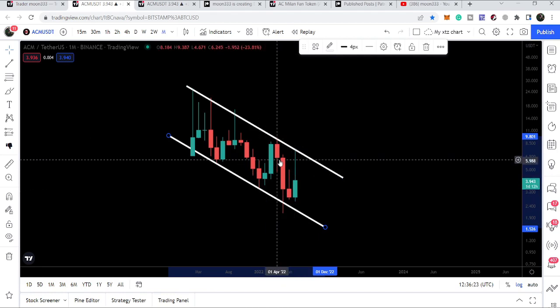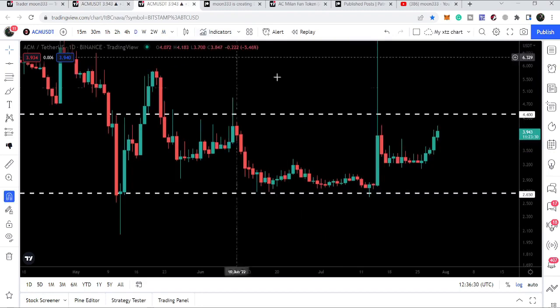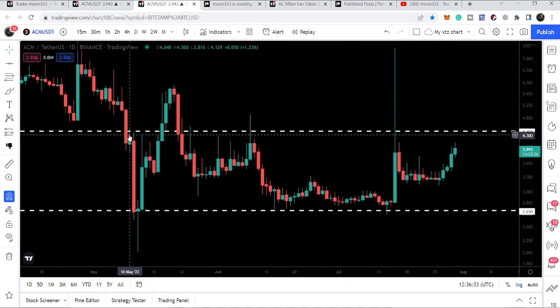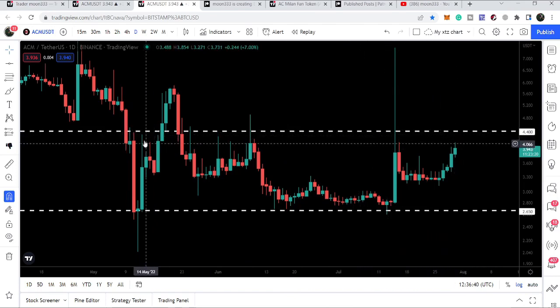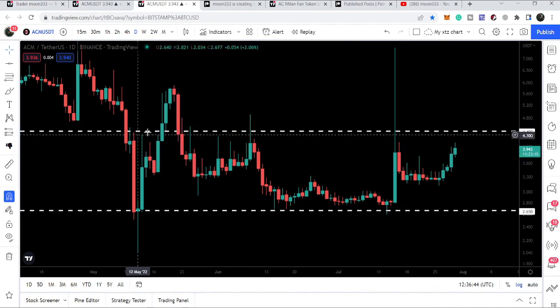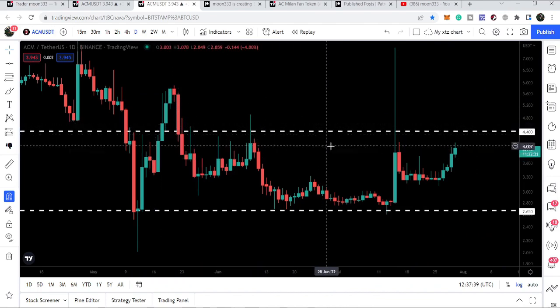But, by the way, this is a monthly time frame, not the weekly time frame, and if we switch to the daily time frame, then here we can see that since 10th of May, the price line is not able to break this level of $4.40. Here we had a fake out, we moved up, but we again re-entered under this resistance of $4.40.